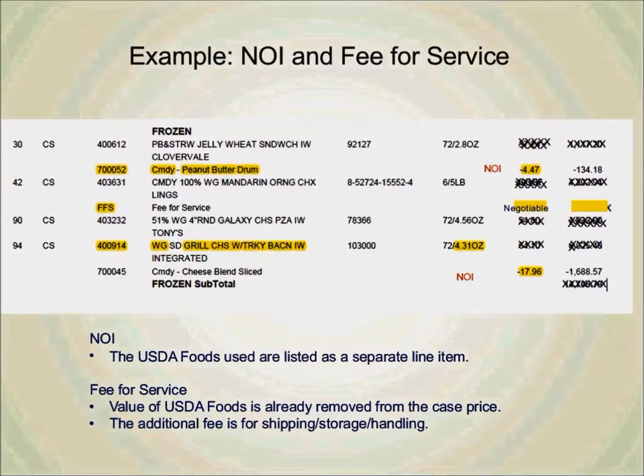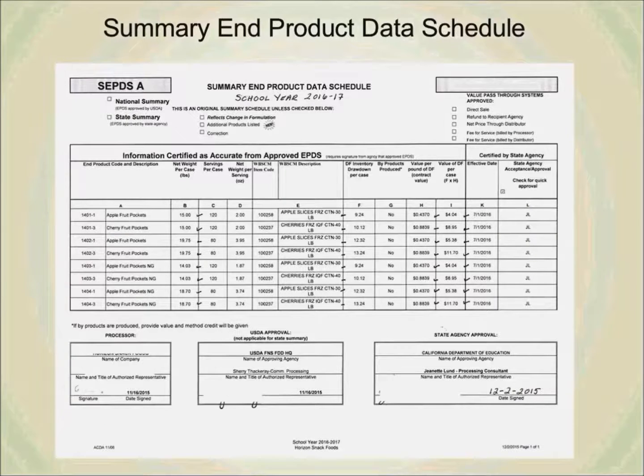The second item, Mandarin orange chicken, is an example of fee-for-service. Remember, the case price has already had the value of the USDA Foods deducted, and the delivery handling charges are listed as a separate line item.